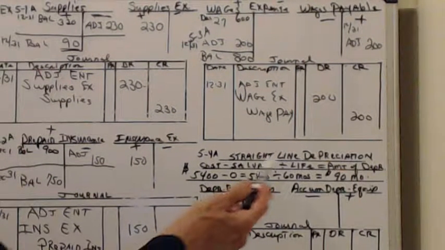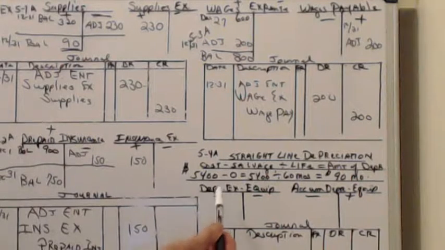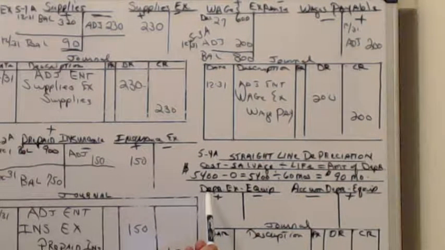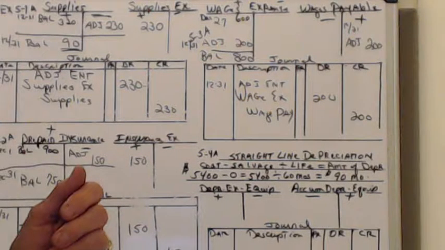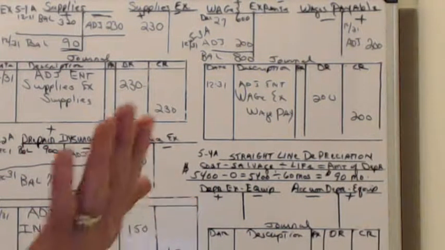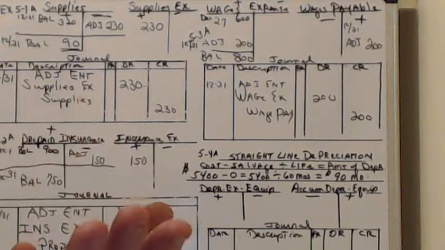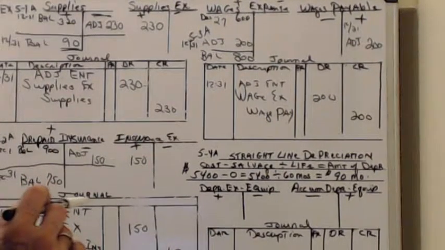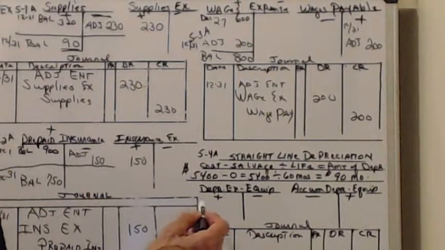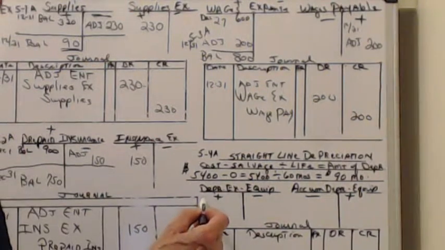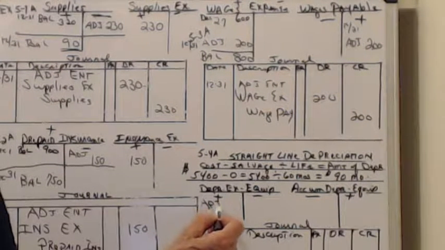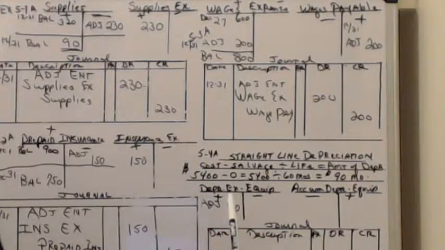So since I found that information out, I'm going to go to an account called depreciation expense for the equipment. Because guess what? You get to write off the depreciation. You can't see it getting older, but you get a write-off on your taxes. You get help with your taxes on that. So I'm going to say I have an adjustment here of $90. I'm going to debit expenses because I'm increasing my expenses $90.